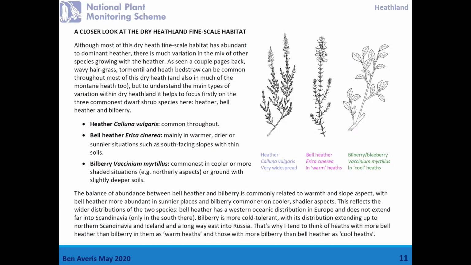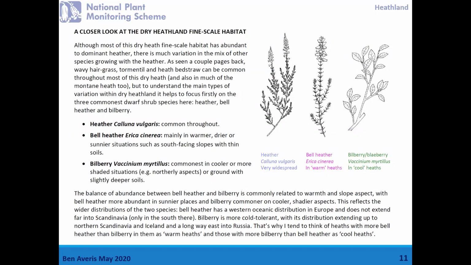And what we often find in heaths is that a south-facing slope with fairly dry soils gets a nice lot of sun and warmth. Bell heather can do very well there. And if we go around onto a north-facing slope, very typically, on average, bell heather tends to fizzle out, and bilberry becomes commoner there in those cooler places. And that's why we all have our own personal approaches to things. Heaths that have a lot of bell heather, I tend to think of them as warm heaths. Those that have a lot of bilberry, I tend to think of them as cool heaths.